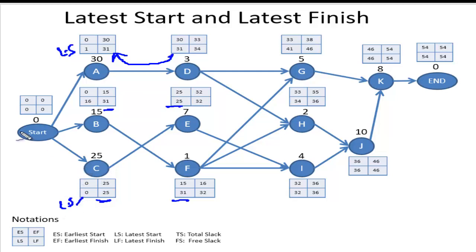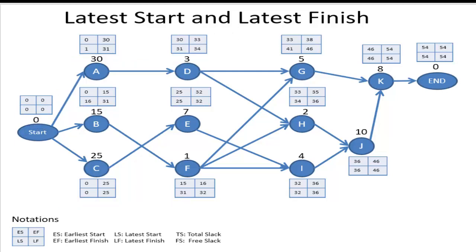Okay, then going back to the start, whatever is the latest finish time, that is 0, because it has now three choices to come from. So which one is minimum? Is 1 minimum, is 16 minimum, or is 0? So 0 is minimum, so 0 is going to be the latest finish time of it. And 0 minus 0, that is 0, is going to be the latest start time.